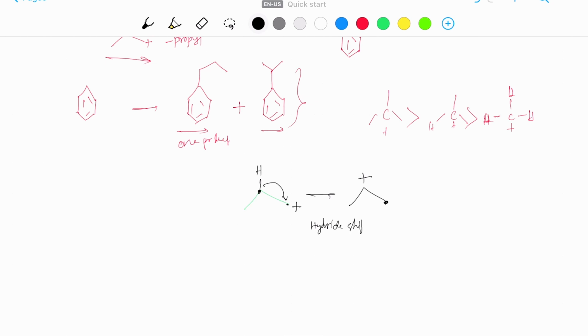Right, and now that we have a positive charge here, you can see why we are forming a product like this. So the benzene attacks this particular position where it has electron deficiency.